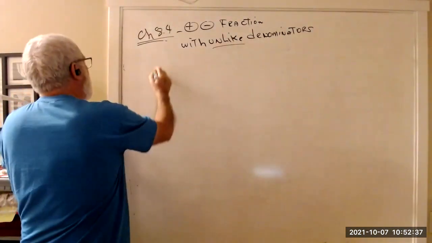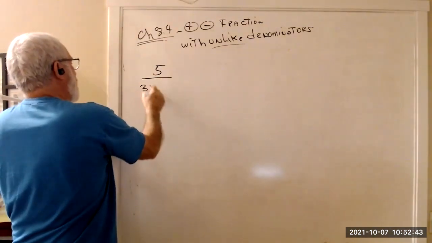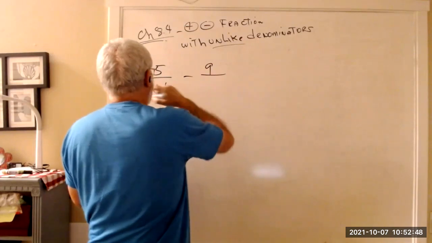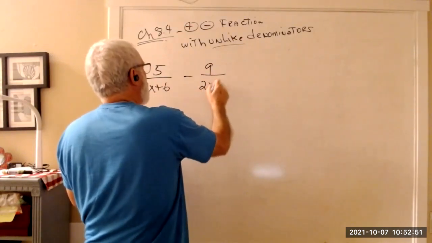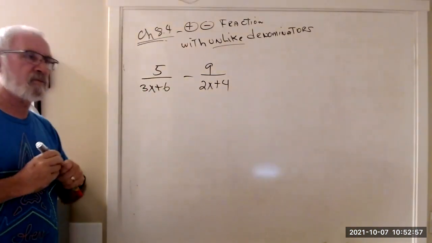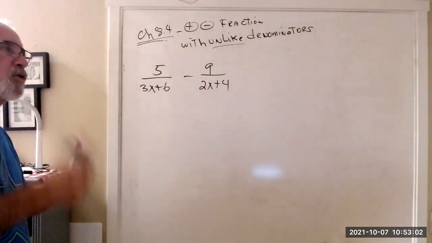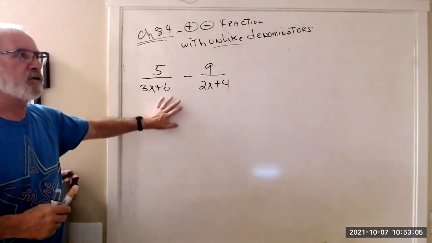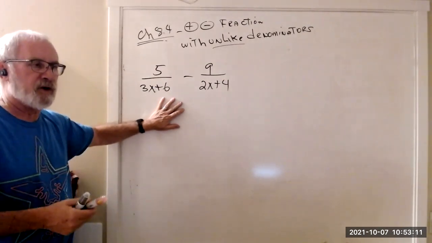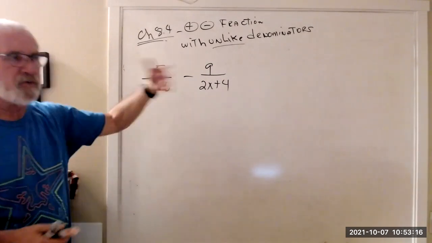So suppose I had 5 over 3x plus 6 minus 9 over 2x plus 4. Now you could use that technique I just showed you a few seconds ago, but I want to show you a slightly different technique. That's going to then be useful as my problems get more and more complicated.